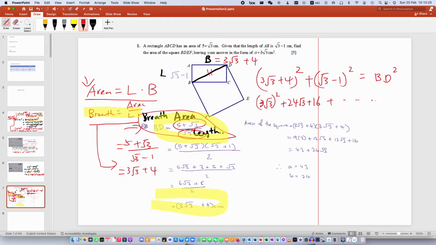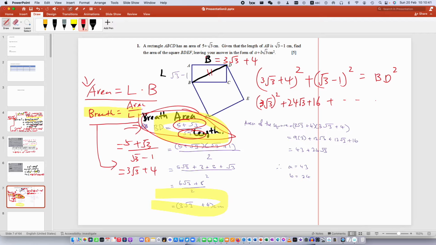Okay? So always show your steps. Meaning, don't try to take shortcut. To me, this is a shortcut. When you take shortcut, you tend to make mistakes. Okay? So that's how you do this question.